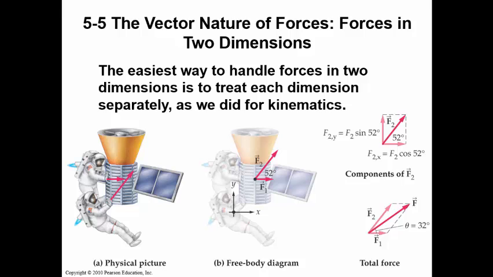So forces, once again, are vectors. That means that they have magnitude and direction. When we have more than one force acting on an object, the net force is the vector sum of those two forces. Here we have an example of a satellite being pushed on by 2 astronauts.